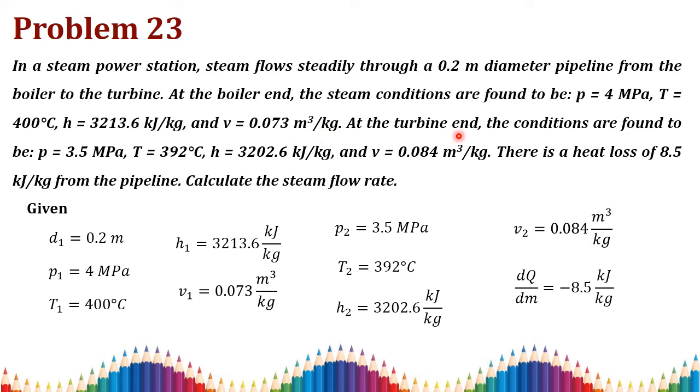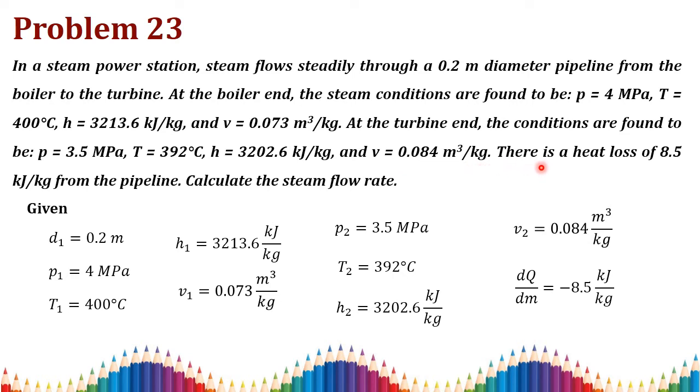At the turbine end, that is the end of the pipe where the turbine is connected, the conditions are found to be pressure P2 is 3.5 megapascal and T2 is 392 degrees Celsius, h2 is 3202.6 kilojoule per kilogram and your specific volume v2 is 0.084 meter cube per kg.